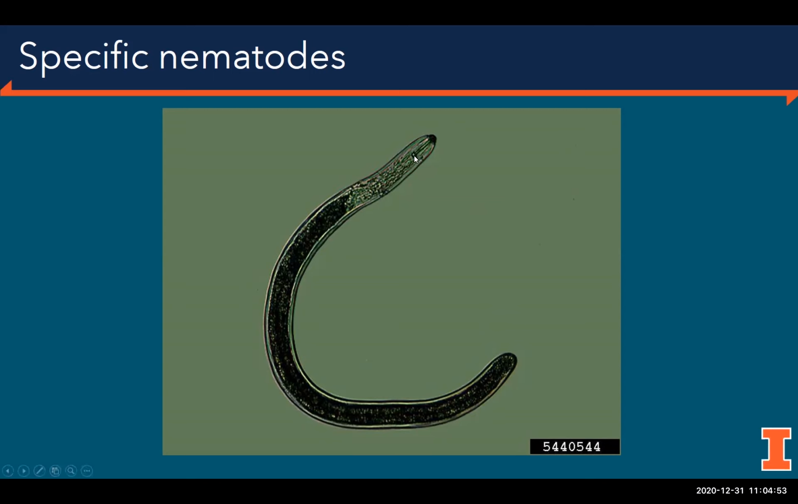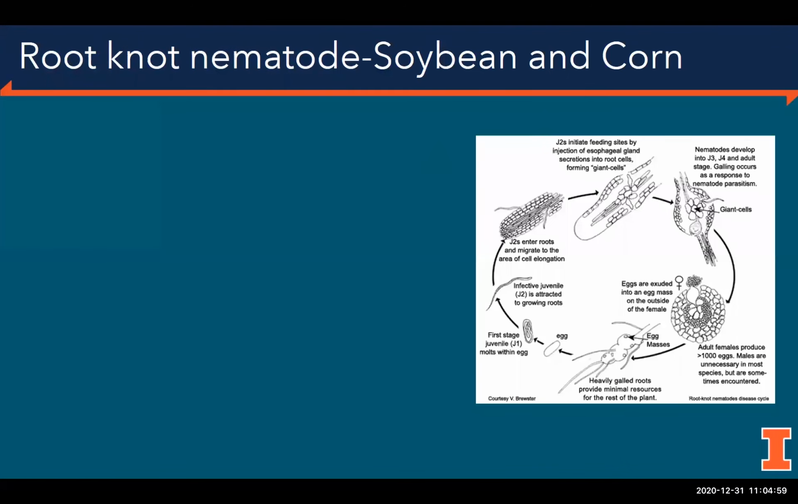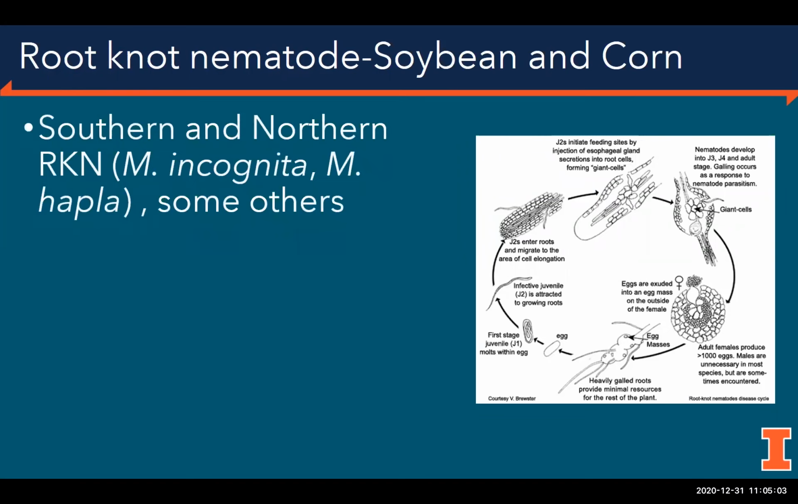So here's a nice, I could tell you what this nematode is, but you'd be bored, but here's that stylet, remember? So the first one we'll talk about, root knot nematodes. These can be found in soybean and corn. Southern and northern root knot are the most common, though there are other species that you can find. Typically, southern root knot nematode can infect corn, not necessarily the northern root knot nematode. And we do have southern root knot issues in some fields in Illinois.